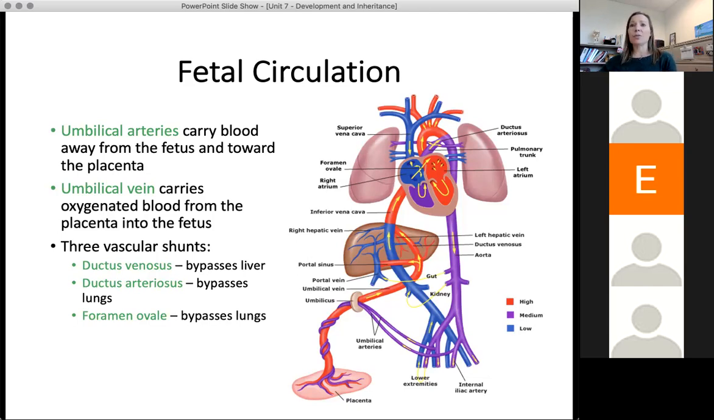And then also there are 3, they're called vascular shunts. So they're just carrying blood from one place to another. But these also don't exist after birth, they go away. There is one called the ductus venosus. This carries blood from the umbilical vein. It goes past the liver and into the inferior vena cava.